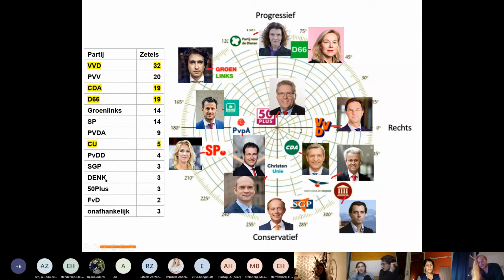Denk just stands for Denk. I don't really know. They're like a Turkish party. I'm not really sure exactly, I don't really follow them. 50plus is 50plus. It's like for old people. This party is a mess. This guy quit this party and started a new party and then got kicked out of the new party. Yeah, no one likes working with him apparently. FVD stands for Forum voor Democratie, so Forum for Democracy. That's it. And then there are some people who split off their party and then formed their own one-man seat.